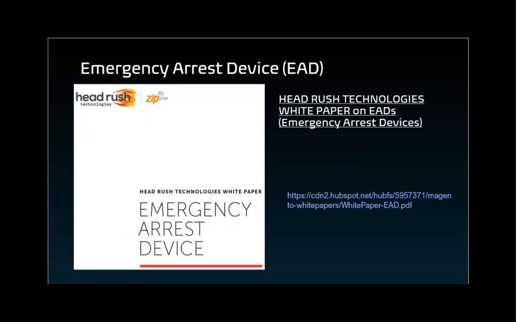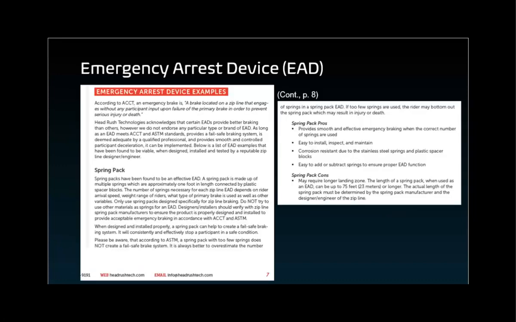Let's move on. In the white paper from Headrush, they dive into various aspects of emergency brakes or emergency arrest devices. In the paper, you'll find out that spring packs are the most lucrative and safe zipline braking system on the market. Now granted, sometimes you'll have to have a longer platform, but these spring systems have safely stopped zipliners at Park City Mountain Resort in Park City, Utah for over 22 years.